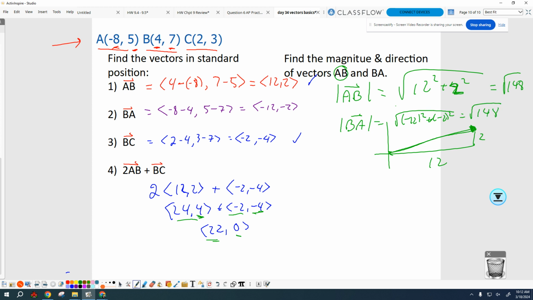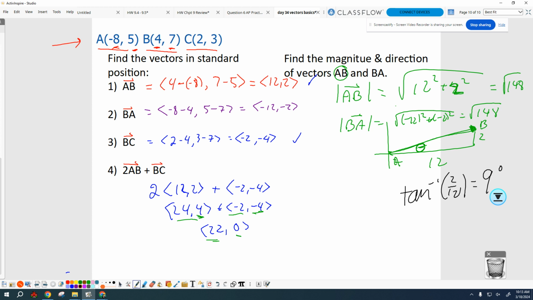So, Johan, how do I find the angle of vector AB? How do I find this angle in the triangle that's labeled this way? We tan inverse 2 over 12. What do you get when you do tan inverse 2 over 12? 9 degrees. Yeah.